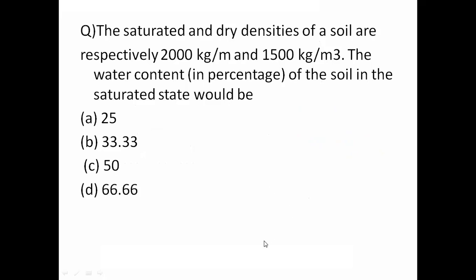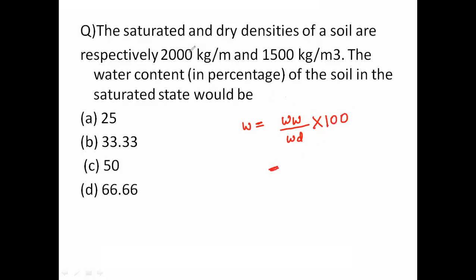Okay, next question. The saturated and dry density of the soil are 2000 and 1500 kg per meter cube. Then find the water content in terms of percentage. We know that water content is nothing but weight of the water divided by dry weight of the soil. In terms of percentage, it has to be multiplied by 100.